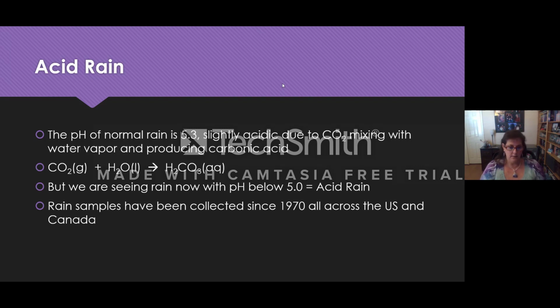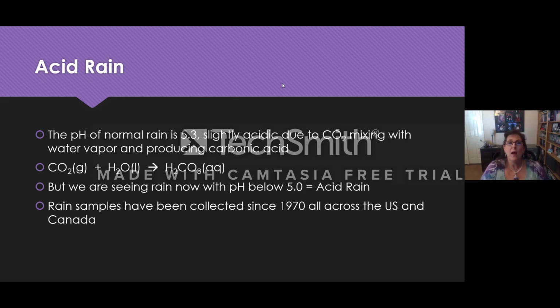All right, so acid rain. The pH of normal rain is 5.3, slightly acidic due to the carbon dioxide mixing with the water vapor and producing carbonic acid. So here we go again. Third time you've seen this reaction. You should know this reaction. CO2 gas plus H2O liquid. This time we're talking about clouds, the water vapor in the clouds, makes H2CO3. So again, CO2 plus water makes carbonic acid, H2CO3. You need to know this reaction.